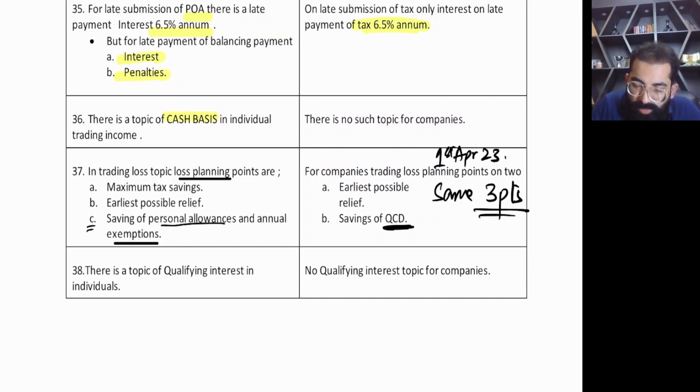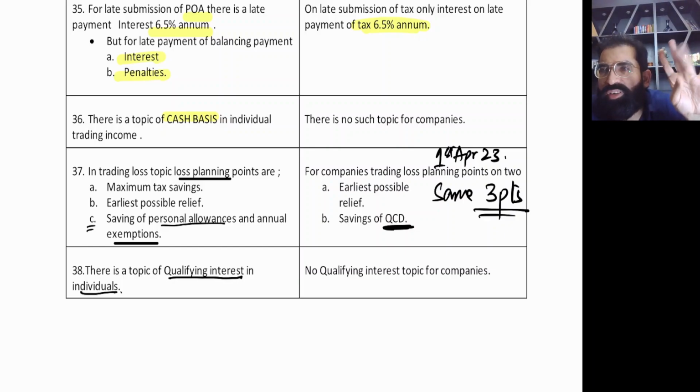There is a topic of qualifying interest in individuals. Yes. Qualifying interest is an allowed expense from total income, non-savings. You remember the 3 columns: non-savings, interest, dividend. From total income, you deduct qualifying interest paid if it is given. But in companies, there is no such topic of qualifying interest.